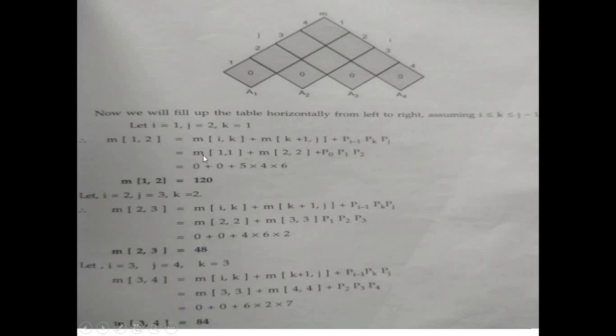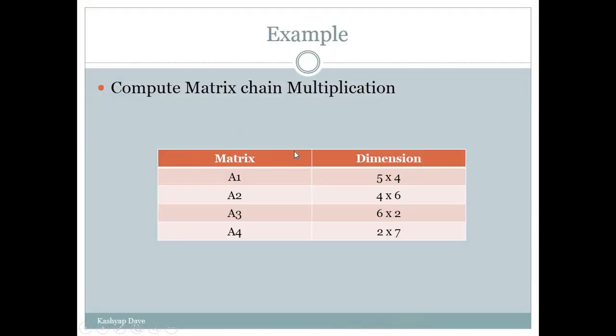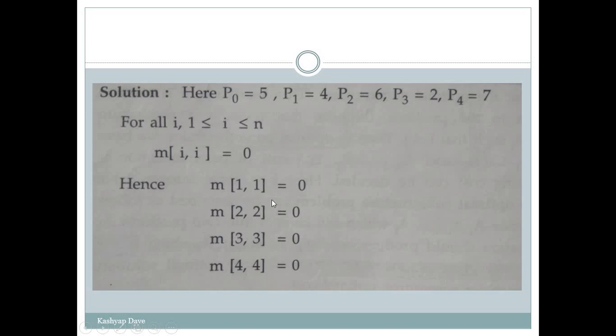So in that case, the results of m11 and m22 we have already calculated, so m11 is 0 and m22 is 0. So we will write m11 as 0, m22 as 0, plus p0, which is 5, p1 is 4, and p2 is 6. So the total number of multiplications for A1 and A2 will be 120.